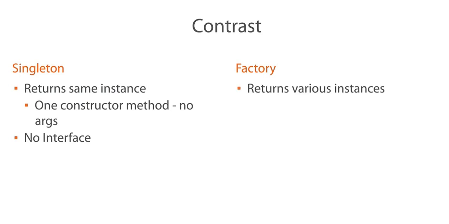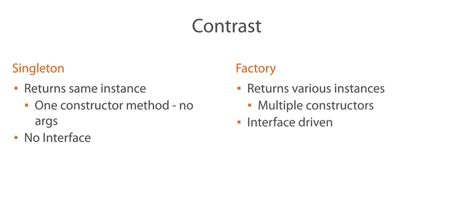A factory, on the other hand, returns various instances. And as the name implies, it returns multiple objects of various types. It also has multiple constructors because we're asking for those various types. There are different construction methods for us to get those instances back. It is usually interface driven.